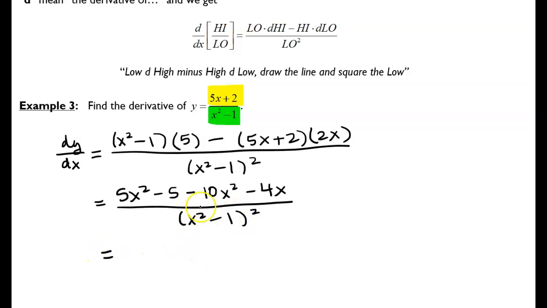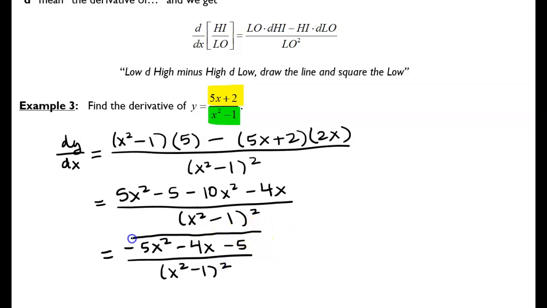Simplify a little bit more. Just combine like terms. 5x squared minus 10x squared would give me negative 5x squared minus 4x minus 5 all over x squared minus 1 squared. And that's my final answer. You don't need to worry about factoring the numerator or anything like that.